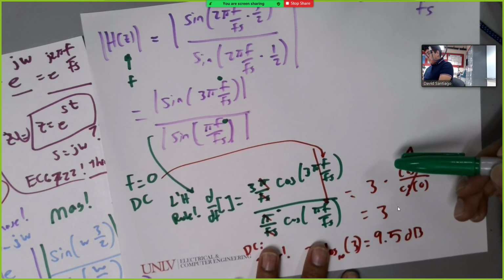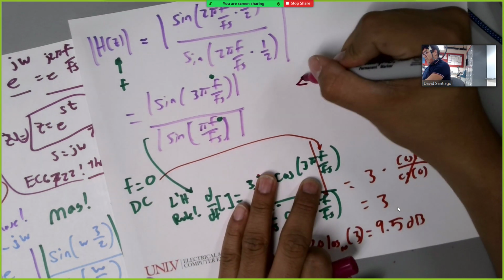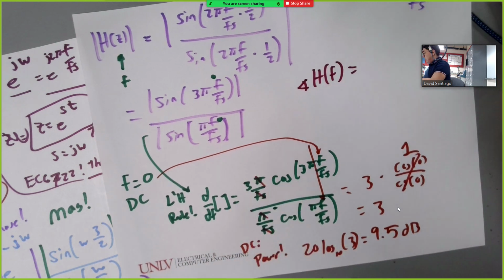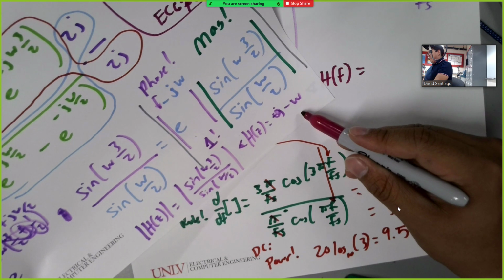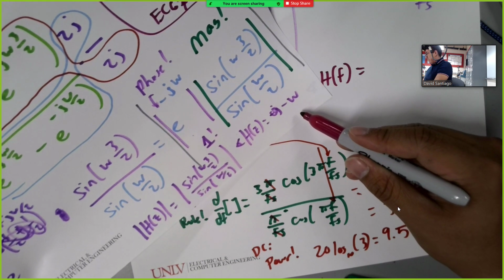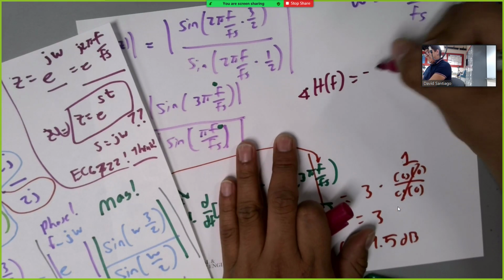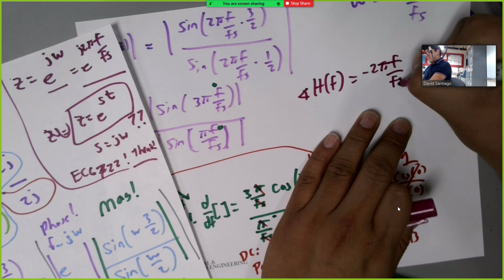And then we're gonna do the phase. I forgot to mention the phase. H of f. There we go. We kind of labeled it as like this negative omega. I think we did. Yes, we did. All right. So we're gonna get the following: minus 2 pi f over f of s.